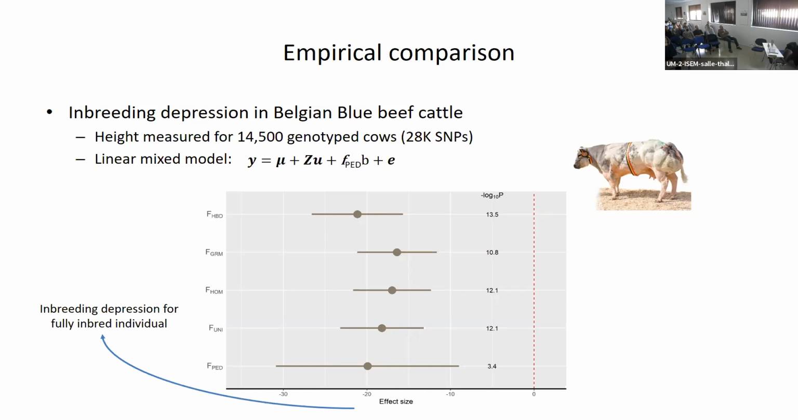This is the inbreeding effect. So it means that the completely inbred individuals would be 20 centimeters shorter. But this indicates that indeed, with empirical data, in a population with small effective population size, HBD is a good estimator, but the united gametes was quite good also.